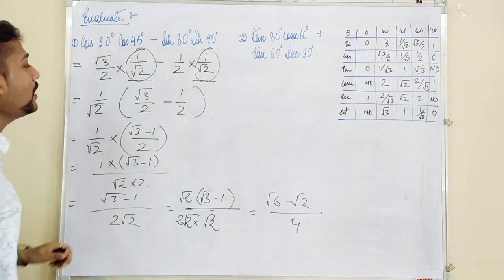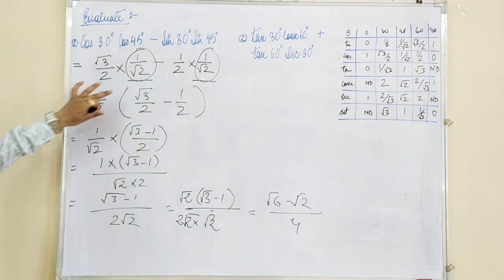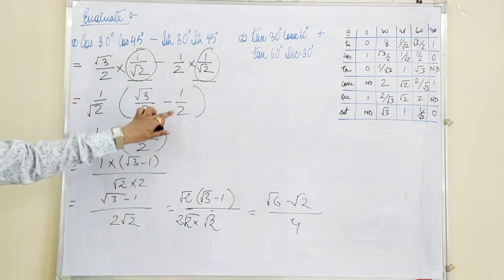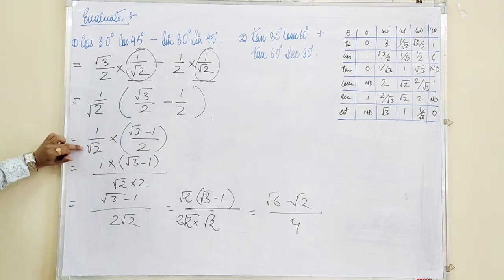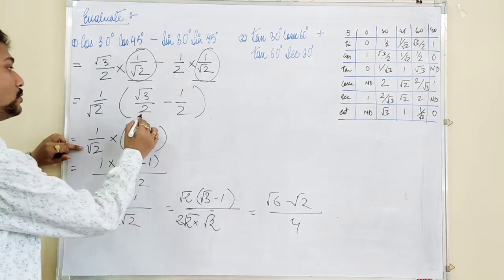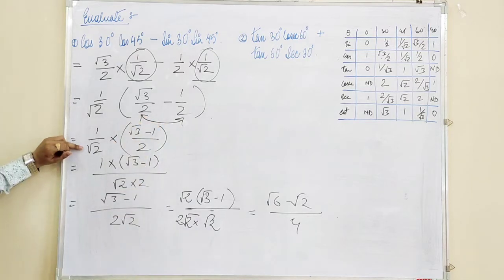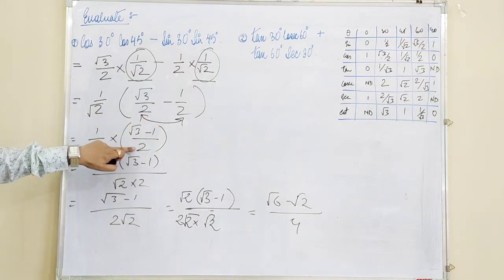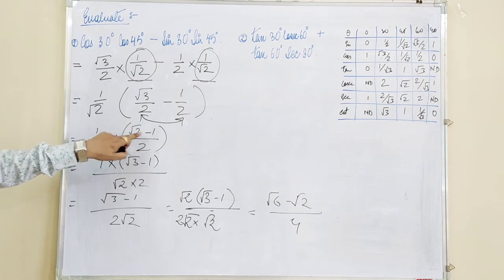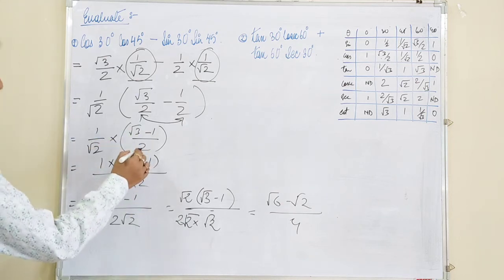By the distributive law, I will take it common. And what will be left? Root 3 by 2 minus 1 by 2. So 1 by root 2 we have taken common. So 2 is what? 2 the denominator. Both 2 are the same. So what I will take? I will take 2 common and root 3 minus 1. So root 3 minus 1.